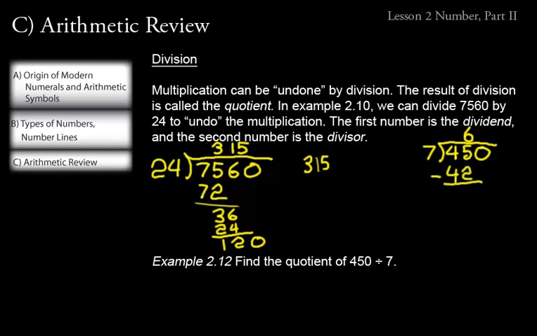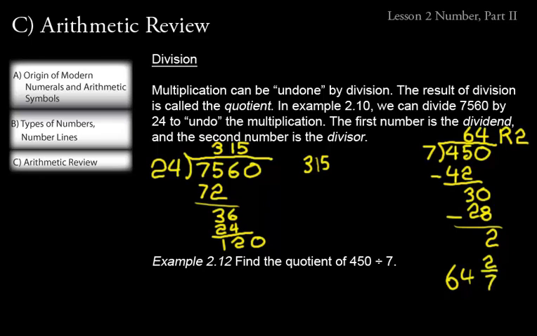Subtract, and 45 minus 42 is 3. Bring down the 0. 7 goes into 30 4 times. So we have 28 there. And subtract. 30 minus 28 is 2. And so we can say 64 capital R for remainder 2. We could also write that 64 and 2/7.